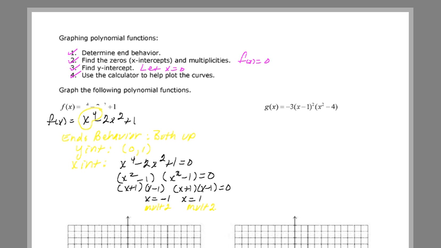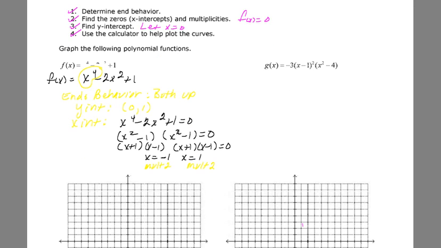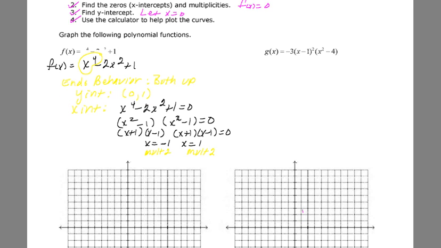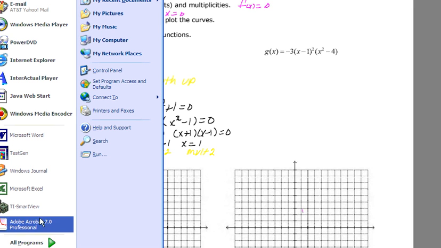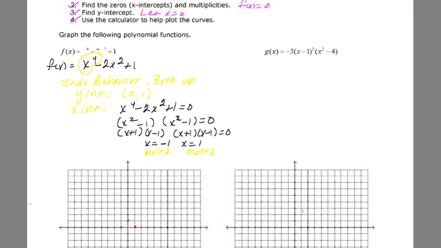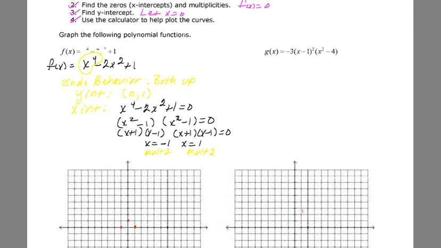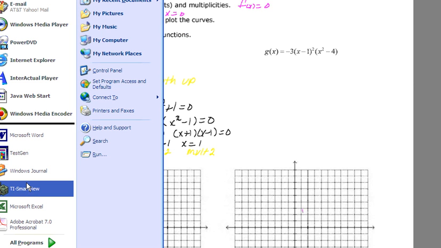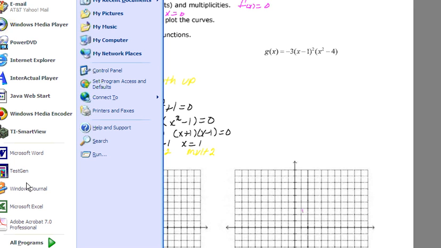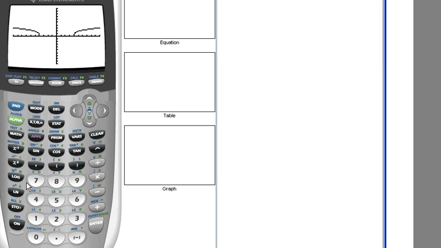Now we're going to let our calculator help us plot these curves, but at least we have an idea of what might be going on here. So let's see. Let me plot those positive 1 and negative 1 intercepts, and the y-intercept up here at positive 1. And what we'll do next is we'll pull out the calculator, type that in and get an idea of what that's going to look like. Alright, where'd my calculator go? Okay, come on. Should have had that up and running, but we'll take a look at it.